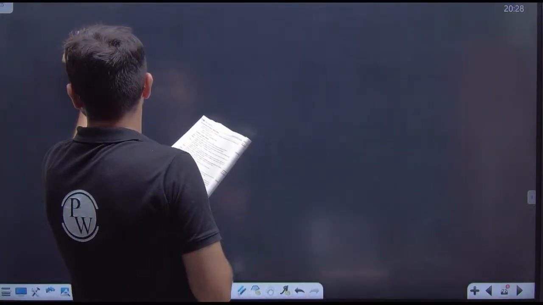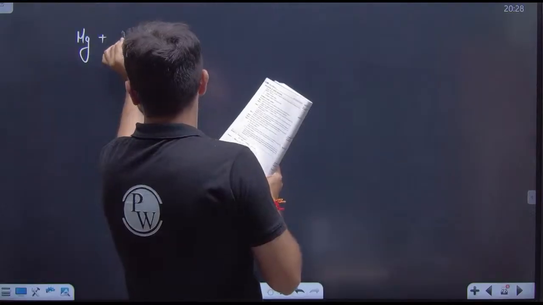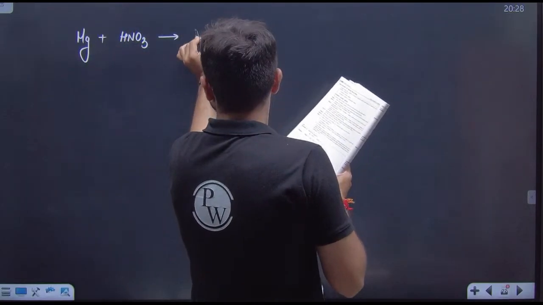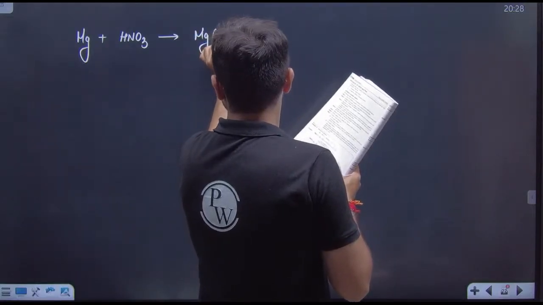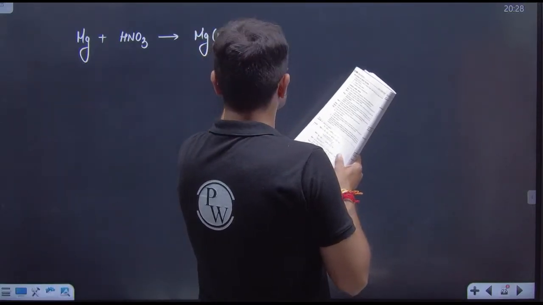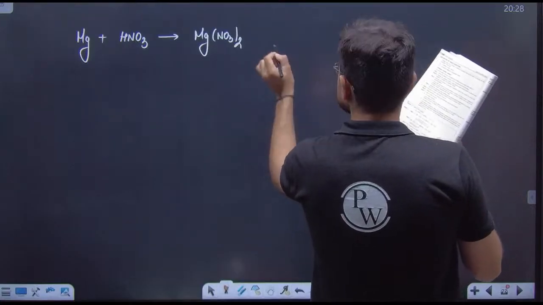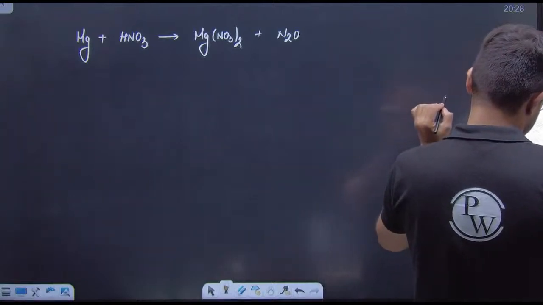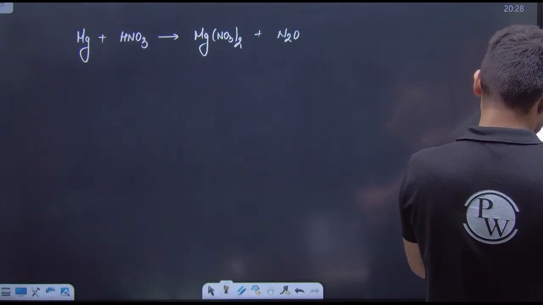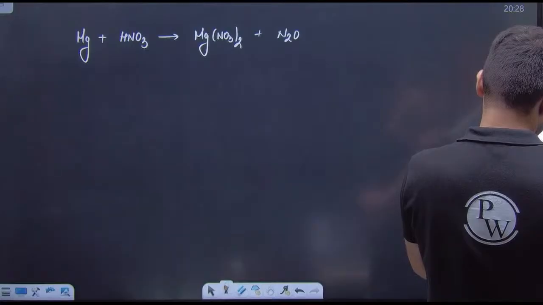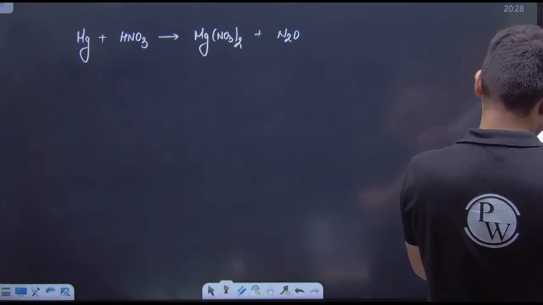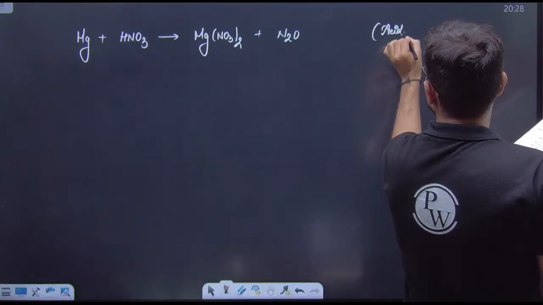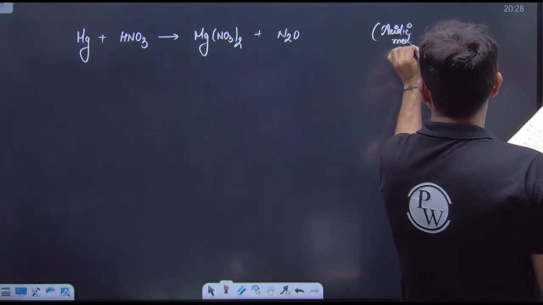You have Mg plus HNO3 giving you Mg(NO3)2 plus N2O, in acidic medium. Okay, go for it.